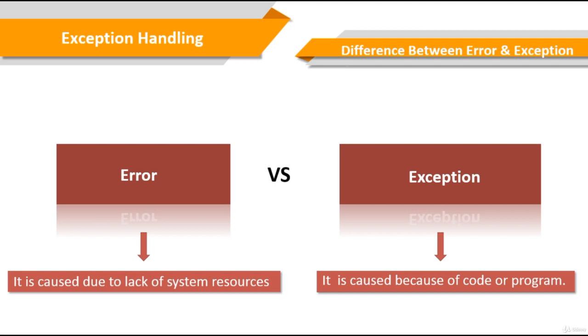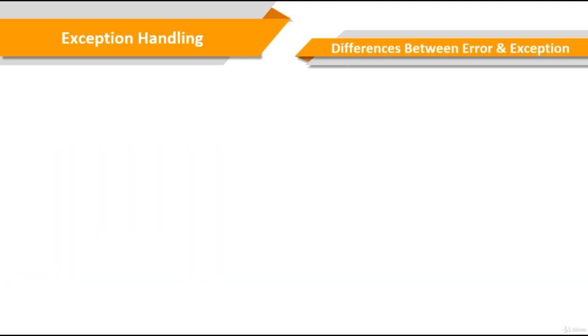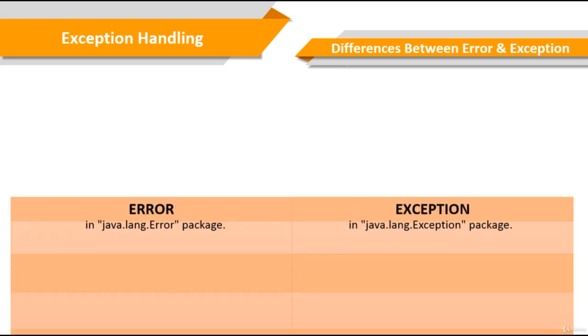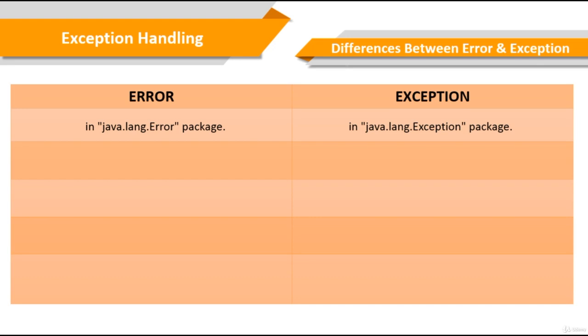But that's what you're here for, and that's what we're going to learn. So let's study some other differences between errors and exceptions along with a comparison chart. So let's have a look at these differences between error and exception in the table. So as you can see here on this table, in Java, errors are defined in java.lang.Error as a package, and exceptions are defined in the package java.lang.Exception.